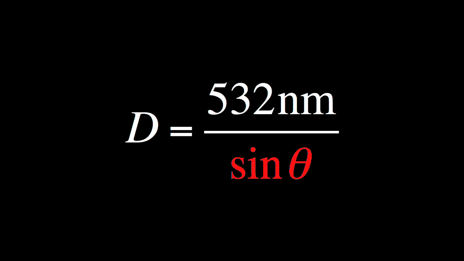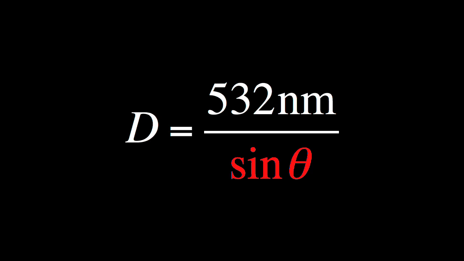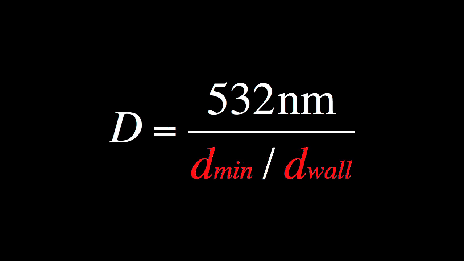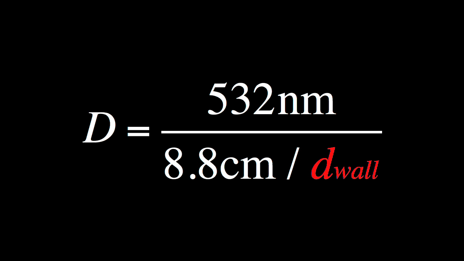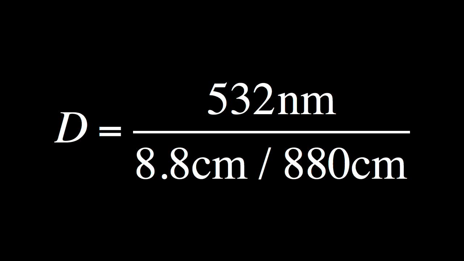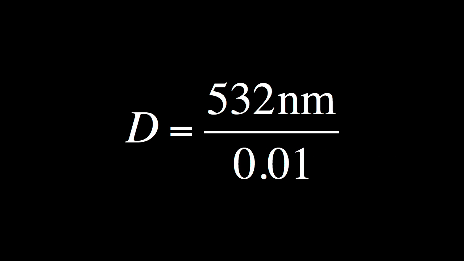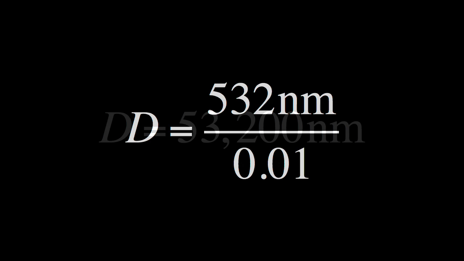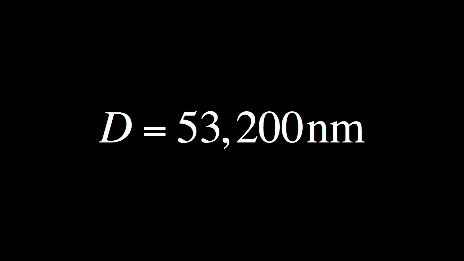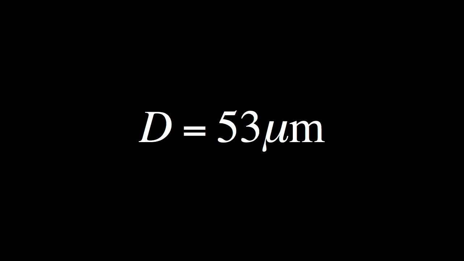As far as the sine of theta is concerned, theta is the angle measured off the main beam that lands you on the minimum, and theta is small. Since it's small, we can use the small angle approximation, so the sine of theta simply becomes the distance we measured to the minimum, which in our case was 8.8 centimeters, divided by the distance to the wall, which in our case was 880 centimeters. Doing a little math, we find that the diameter of the hair is about 53,000 nanometers, or about 53 microns.